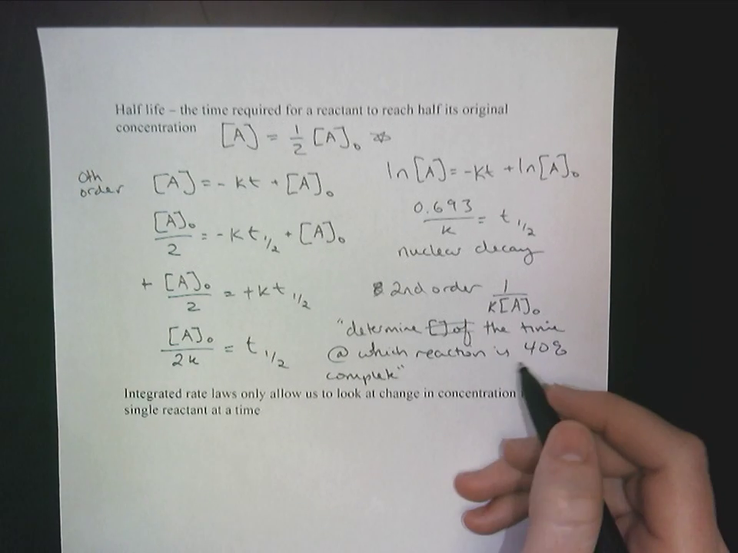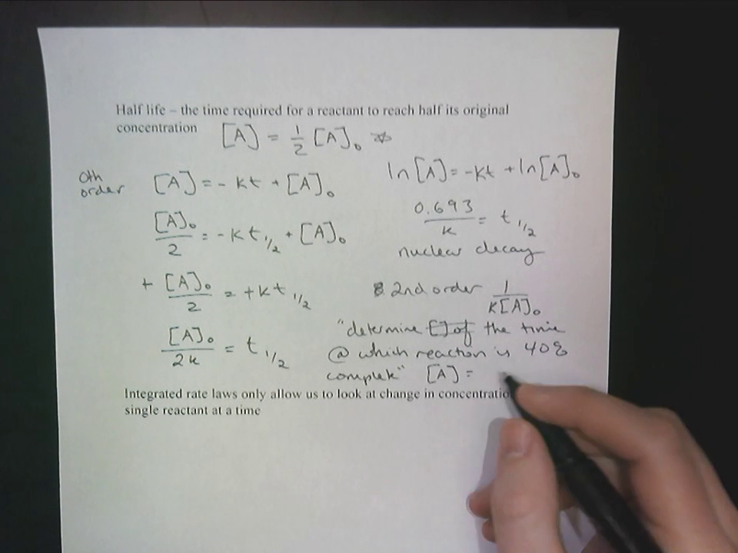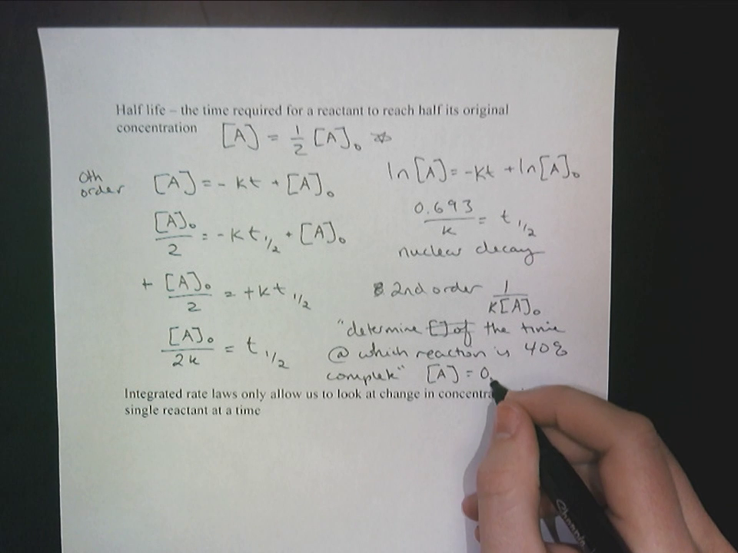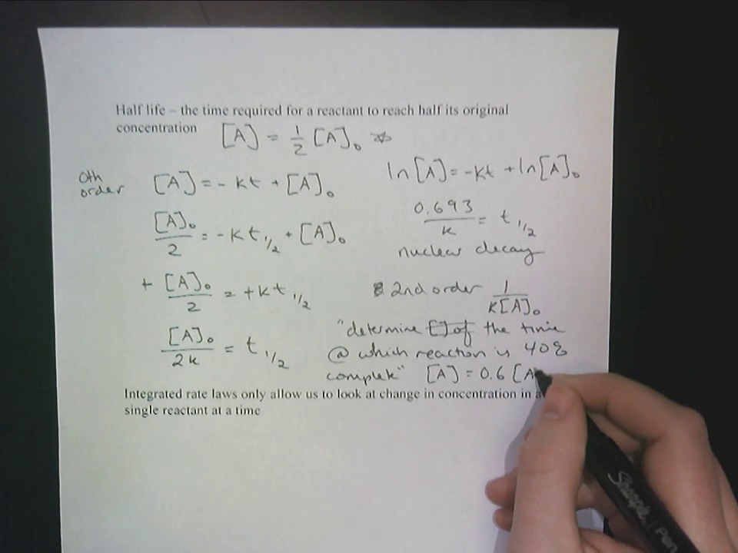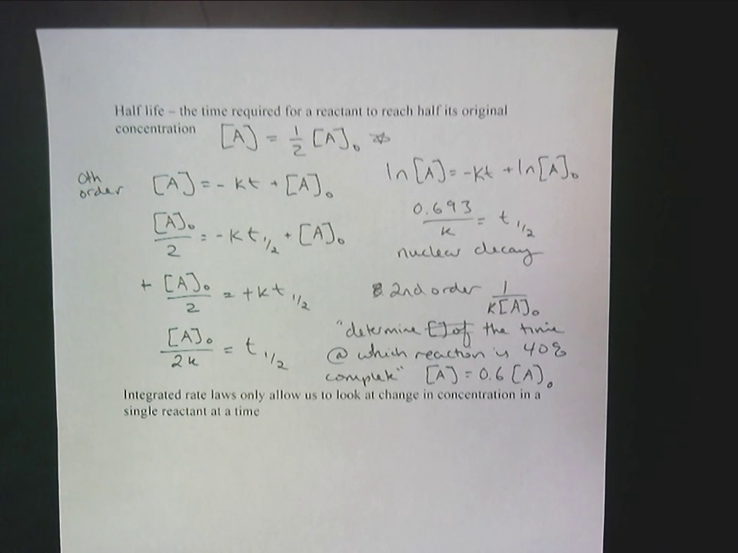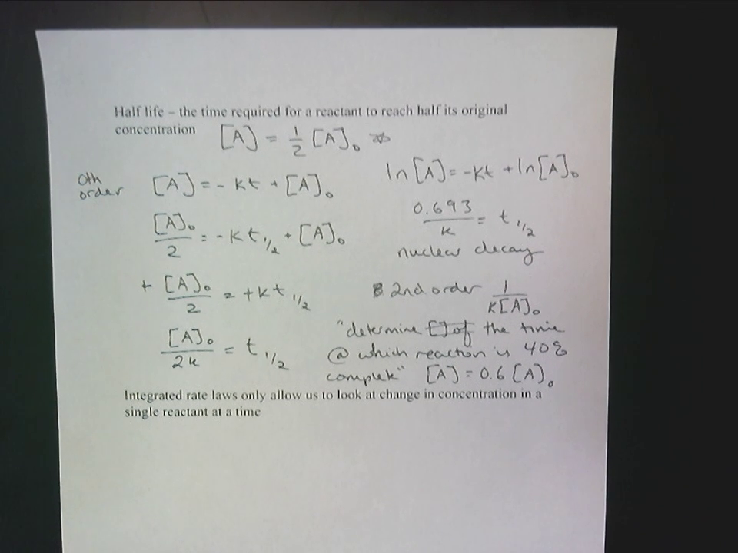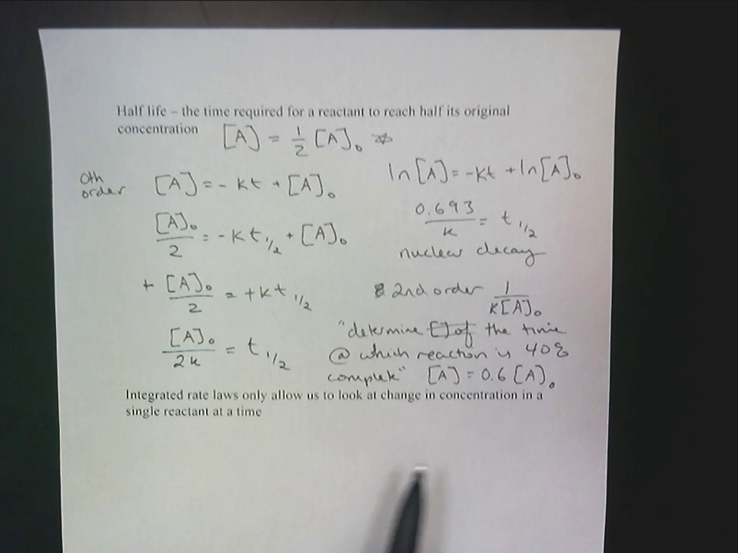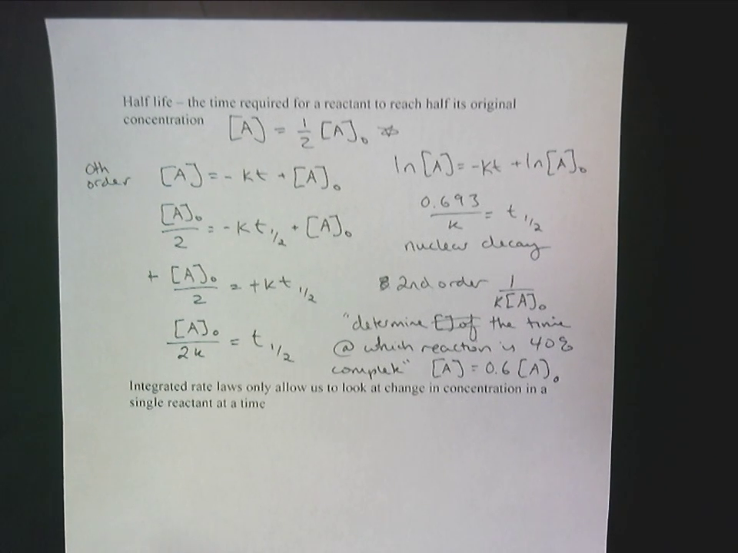All we have to do is say, well, if it's 40% complete, that means the concentration of A at that point is actually 60% of A, right? If it's 40% complete, it's 60% of the initial concentration left. And then we can do the substitution and figure out what the time is at that point. Okay, so there's a lot of power in being able to make that kind of substitution.